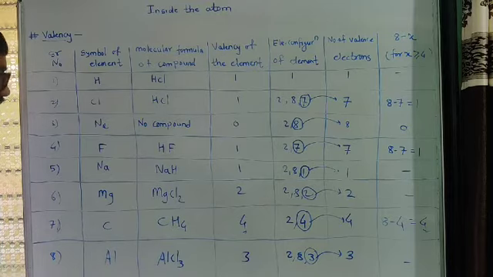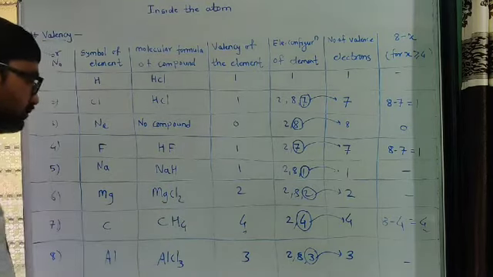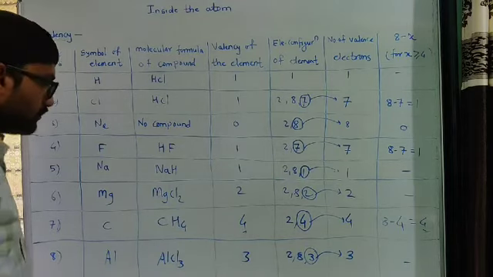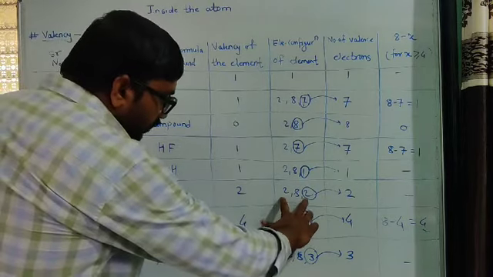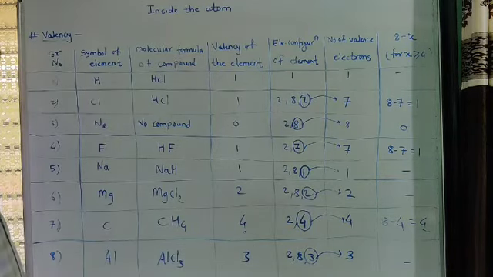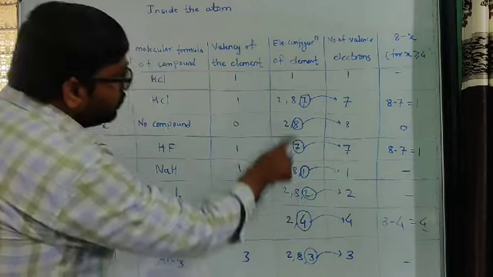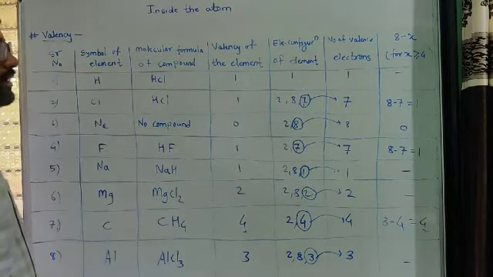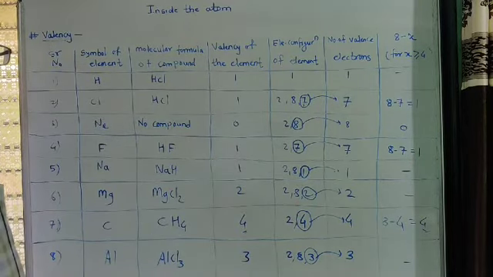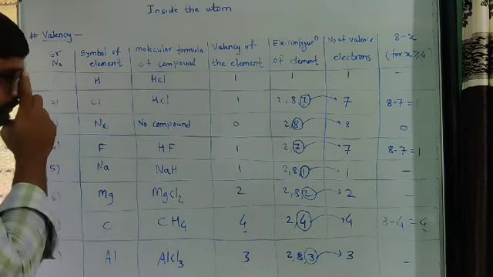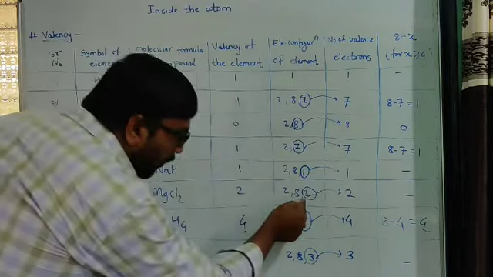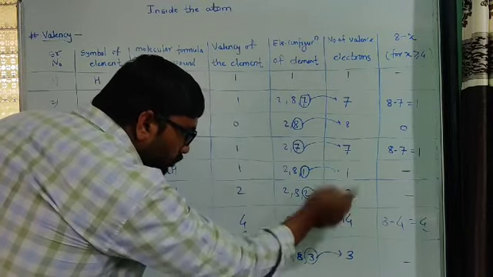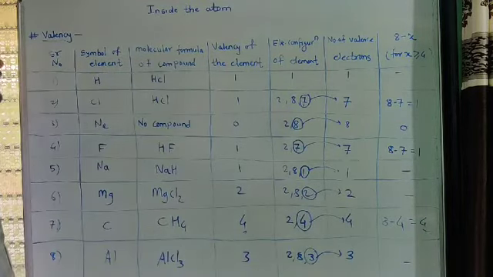Okay. Next is the magnesium element. Look at MgCl2, a compound which is formed by this magnesium. Total 12 electrons are in a magnesium atom. Look at 2, 8, 2, the electronic configuration of this magnesium element. Okay, so look at the valence electrons. Outermost electrons are how many? 2 electrons are in the outermost shell.